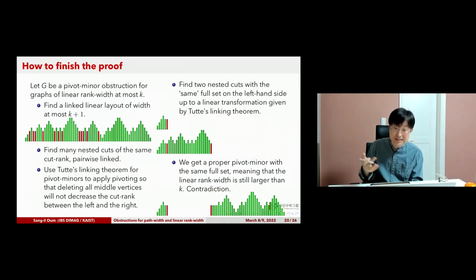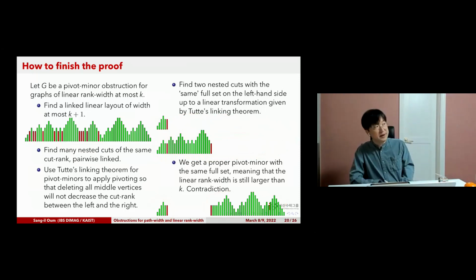So the algorithm to decide whether or not linear rank-width is at most k will give you the same answer. And this was linear rank-width k plus 1, so the algorithm will say no for this input. So the linear rank-width is bigger than k. Which means the same algorithm will answer the same thing for this input. This together with that side will still have linear rank-width bigger than k. But this was an obstruction. So if I delete something in the middle, it should have linear rank-width at most k. That's a contradiction.